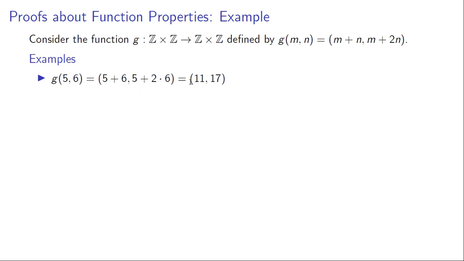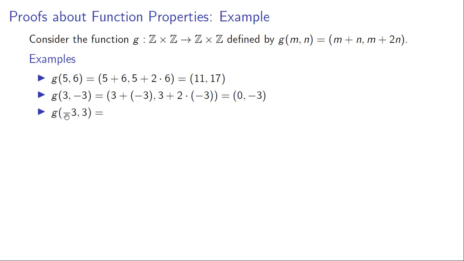So notice again, the output of the function is a pair of integers. Another example, G of 3 comma negative 3. That's 3 plus negative 3, comma 3 plus 2 times negative 3. And that comes out to be 0 comma negative 3. Another example, G of negative 3 comma 3. All right, so the opposite order, that comes out to be 0 comma 3.